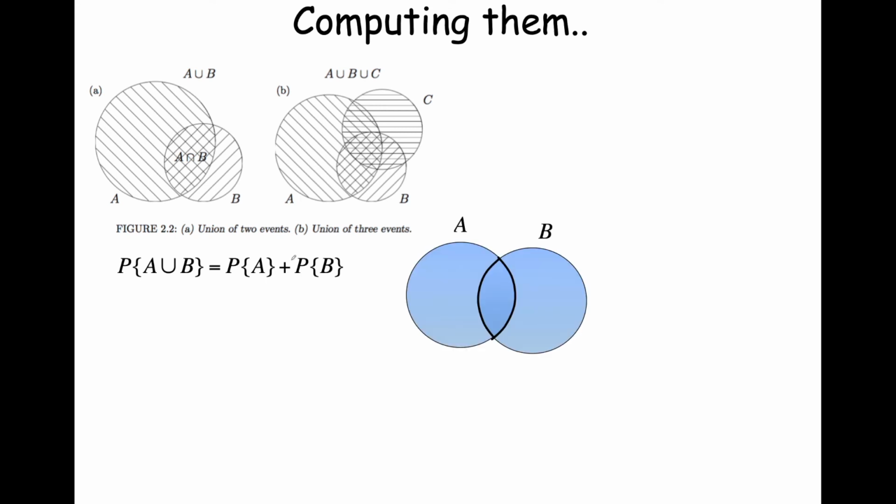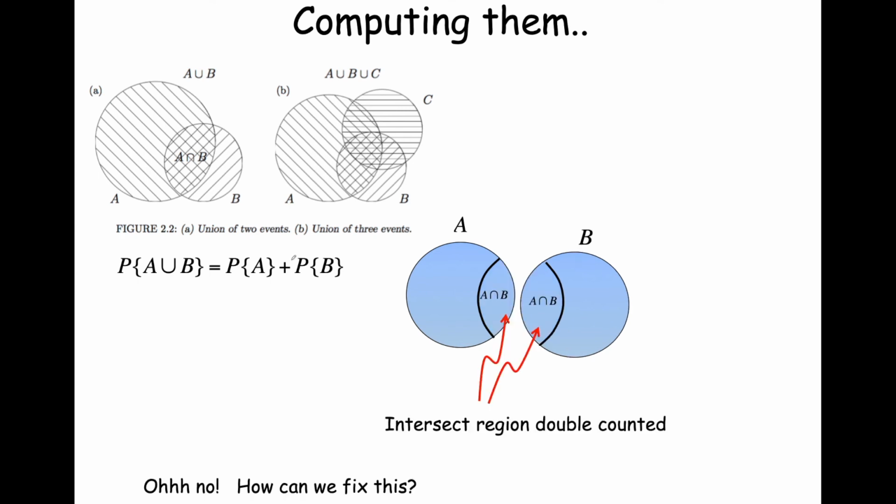If we look at A and look at B, we pay attention to that overlap region. This overlap region is A intersect B. Now, if we add the probabilities of these two, we end up double counting this overlap region. One copy is from A, and the other copy is from B. So if we add probability of A plus probability of B, we're double counting this overlap region that we identify as A intersect B. Uh-oh.